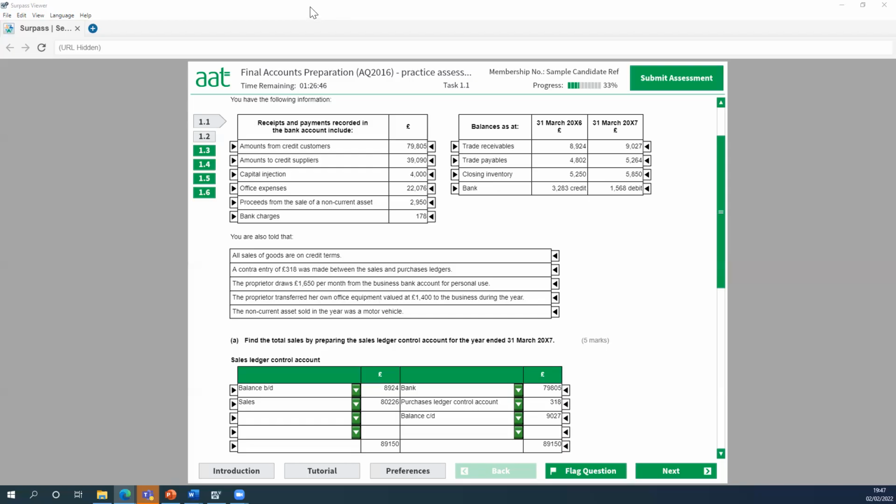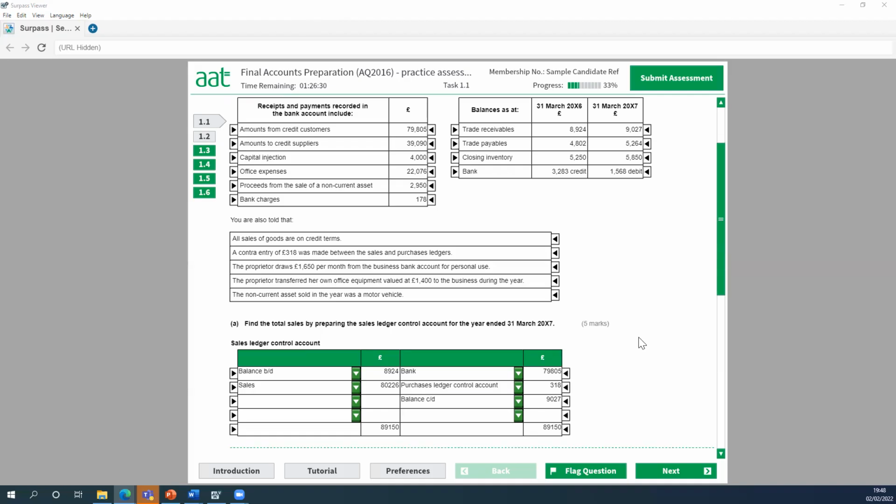Okay. So again, with incomplete records, the first thing you do is put in the information that you've got to find out the information that you need. And this question is about us finding what the total sales figure is. Okay. So I do say to some students, we're doing a sales ledger control account. So in this example, it tells us that our balance brought down on the 31st of March was 8,924. So our customers owed us 8,924.